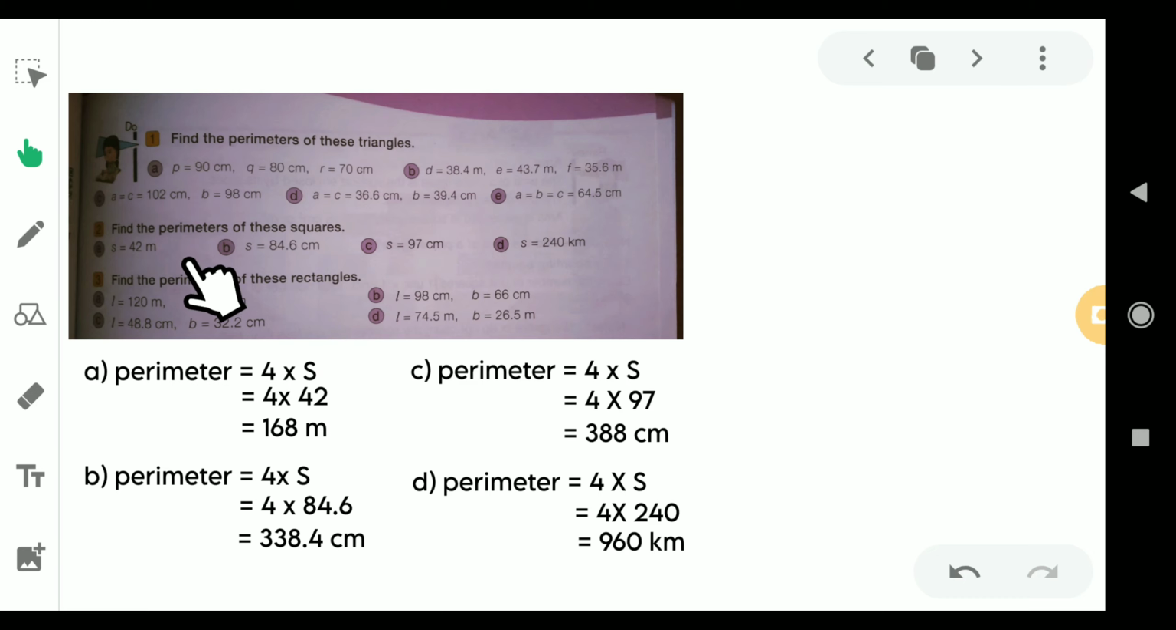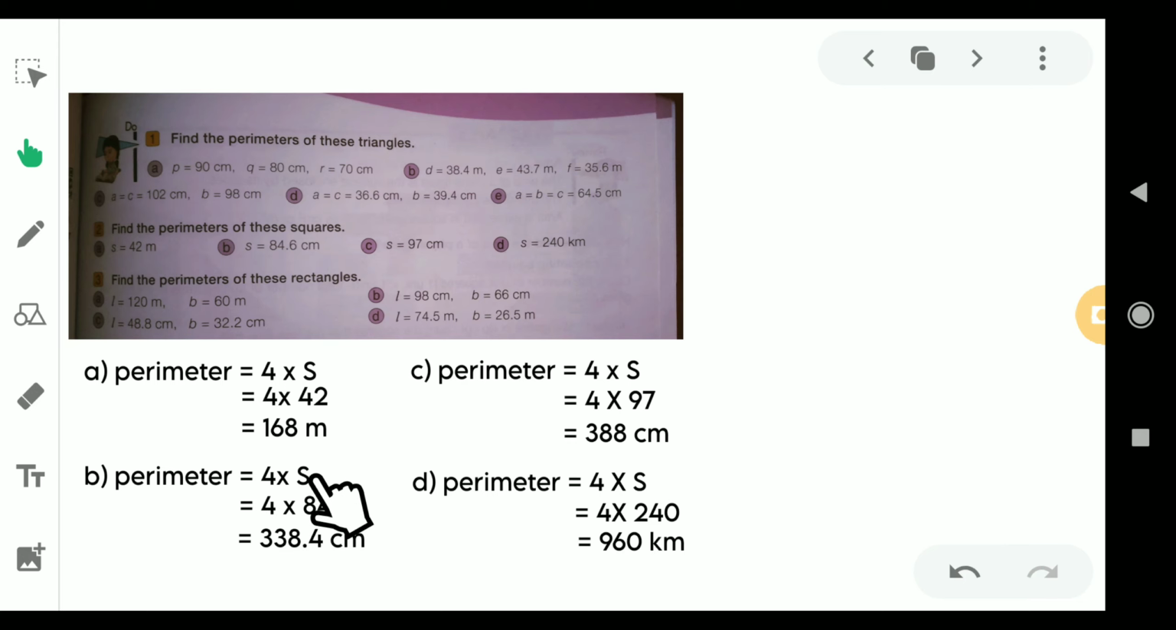We are finding the perimeter of the first square and its formula is 4 times S. This 4 tells you that a square has 4 sides, and this S tells you the length of one side, that is 42 centimeter. So 4 times 42 would be 168 centimeter. So this is the perimeter of the first square.